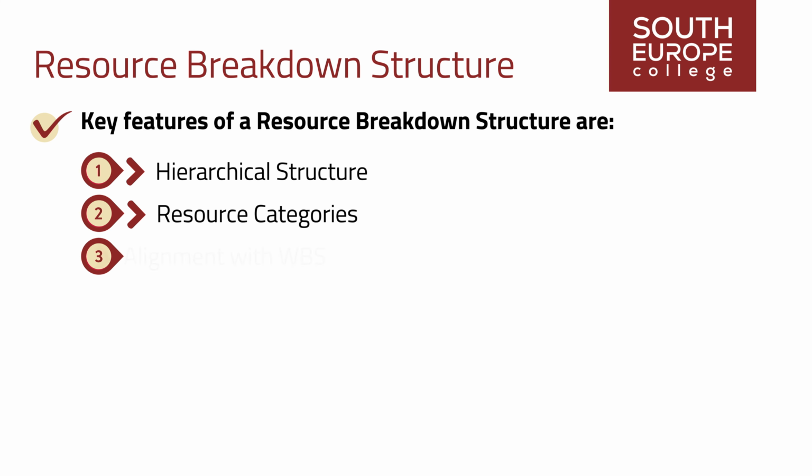3. Alignment with WBS. The RBS is closely aligned with the work breakdown structure. Each element in the WBS corresponds to the resources needed for the associated task or activity in the RBS. This alignment ensures that all project work has the necessary support in terms of resources.